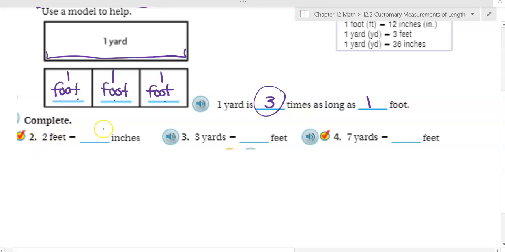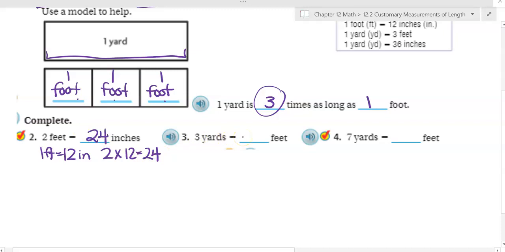So we have 2 feet equals how many inches? Well, I know that 1 foot equals 12 inches. So I need to multiply. So I'm going to do 2 times 12, which equals 24. So 2 feet equals 24 inches.